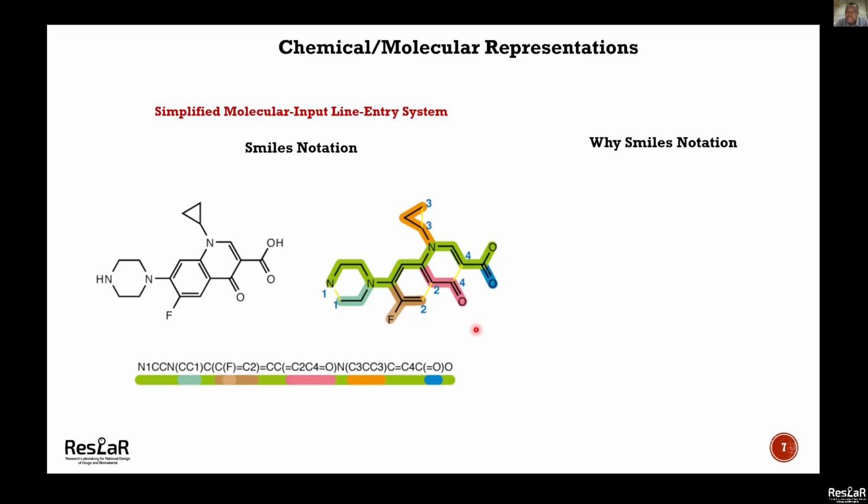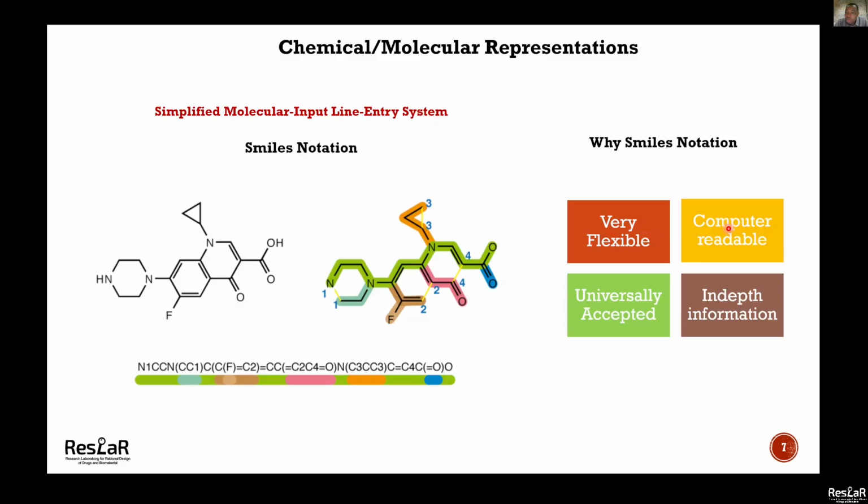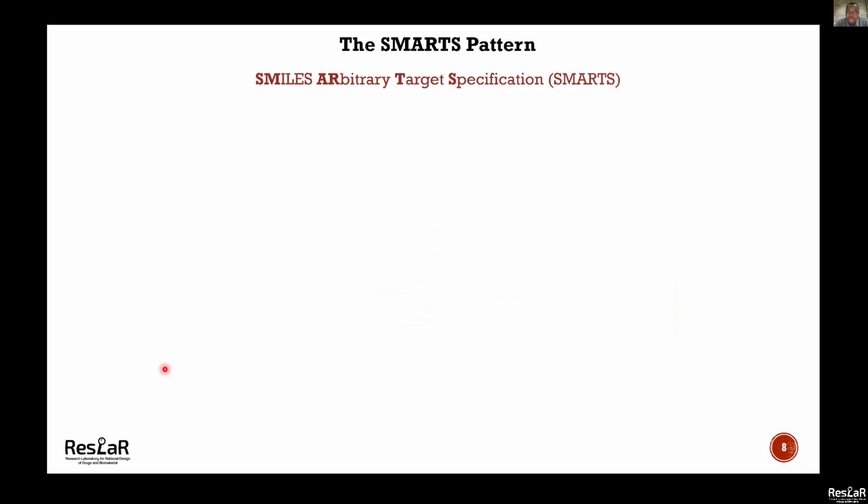Okay. So why SMILES notation? They are very flexible and computer readable. Yeah, because they're just sequences of strings. They're strings of letters and numbers, so the computer can read them. They are universally accepted and they encode deep information. For example, they encode double bonds, they encode even aromatic groups, they encode rings, everything. So it's only the hydrogen that is not there. So they have depth. Okay, now let's talk about SMARTS, which is SMILES Arbitrary Target Specification.